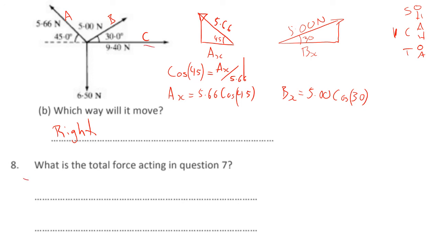So that means that the sum of the forces in the x direction is going to be equal to A sub x, remembering that this one will be negative because it's acting to the left, plus B sub x plus C, which again doesn't need to be separated into its x and y components. Now I haven't got a calculator handy, so I'll let you do that step, but hopefully that's helped you out. If there's any other questions, feel free to ask. Cheers.